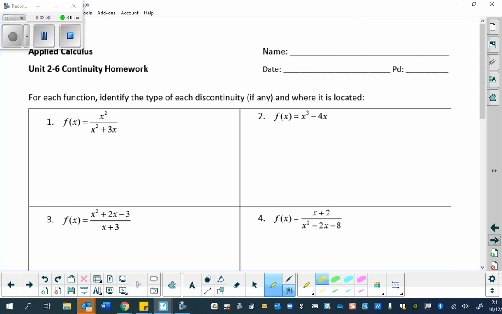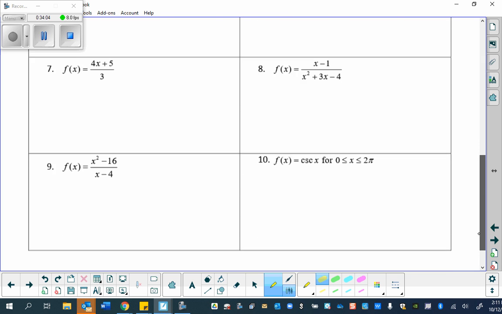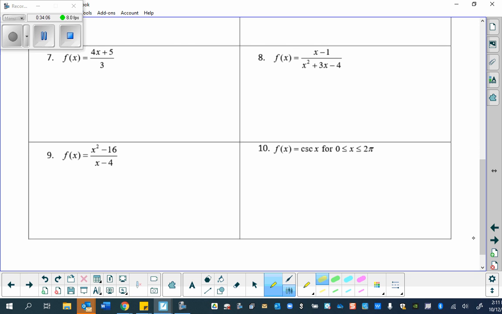Then you had your continuity homework. So what I'd like you to do is take a look over the work that you did in my answer key. I'm going to give you a couple minutes to come up with questions, and I'll be glad to go back over and answer whatever you need.